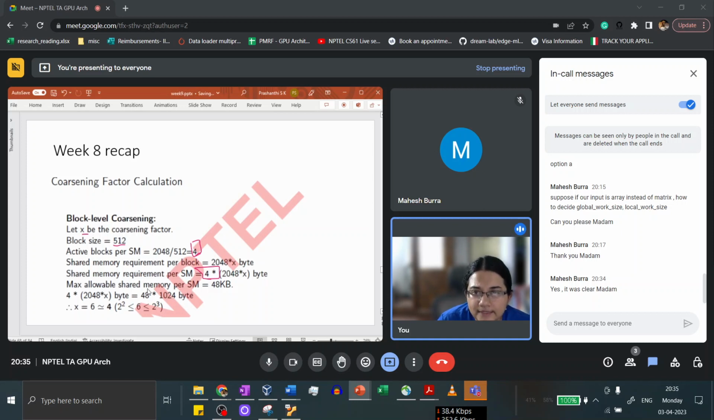Then you impose this hardware constraint of 48 KB on the right hand side of the equation. So 4 into 2048 into x equals 48 into 1024. x comes out to be 6. Again, going to the nearest power of 2, it comes out to be 4. Is this clear? This is the second type of question you'll be asked: block level coarsening.